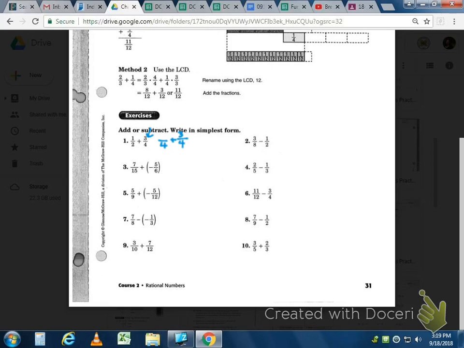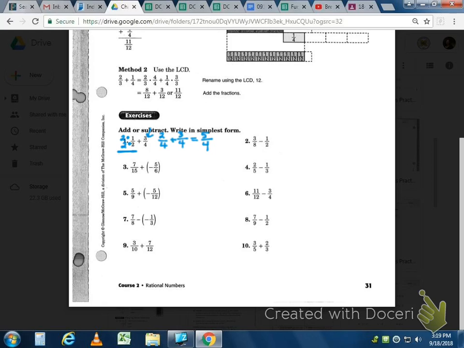Now, for the 1/2, 2 times 2 is 4, so you've got to multiply that numerator by the same thing. So 1 times 2 is 2. I want you guys to go ahead and write beside it what you're multiplying by, so it helps you keep track. Whatever you multiply that denominator by, you multiply the numerator by the same thing. Now we're ready to combine these. So 2/4 plus 3/4. The denominator is 4 because it stays the same. 2 plus 3 is 5.